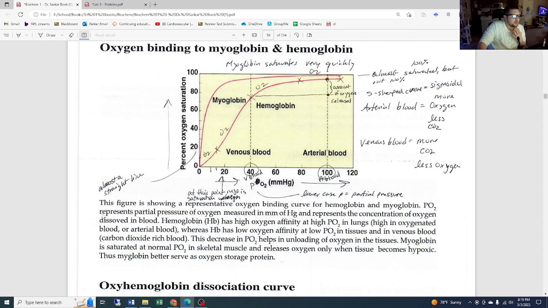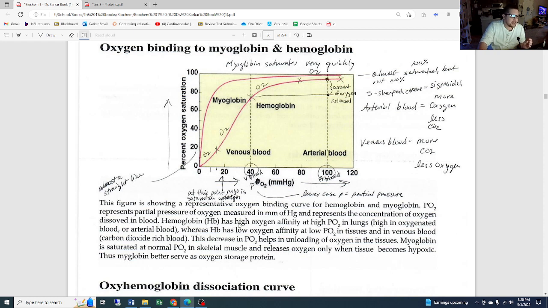Partial pressure is related to how much oxygen there is in the air. The amount of pressure in the air all around us is considered one atmosphere. The PO2 is the partial pressure of oxygen, which matters when we start to talk about gas exchange. Millimeters of mercury is our measurement of pressure, and it represents the concentration of oxygen dissolved in blood.